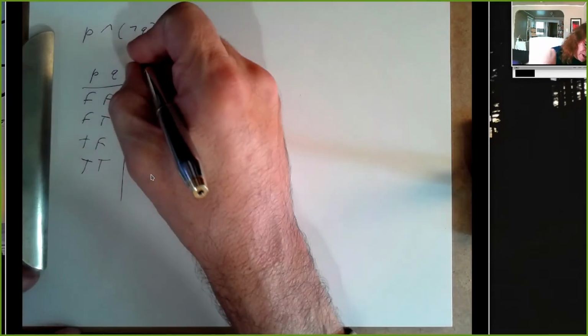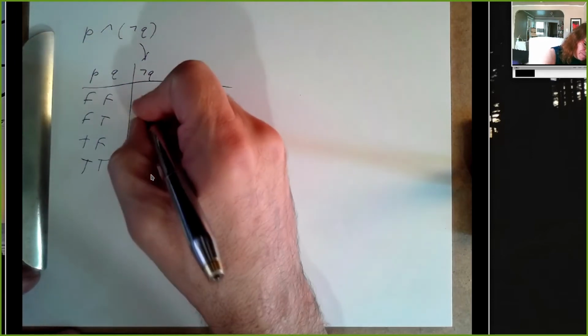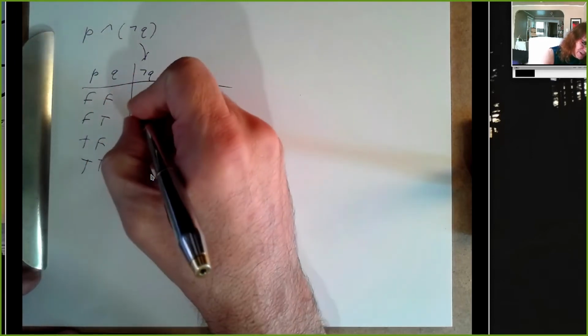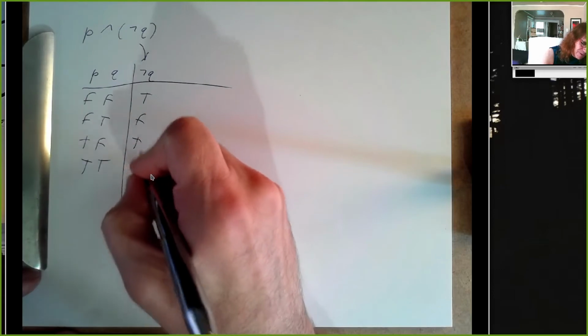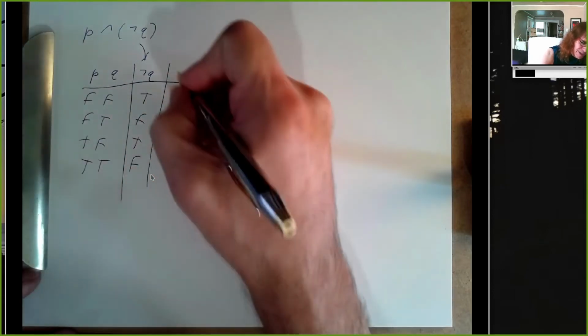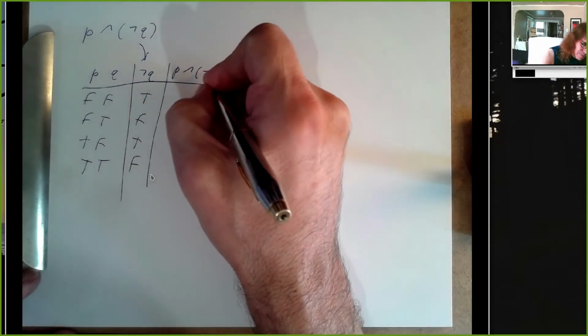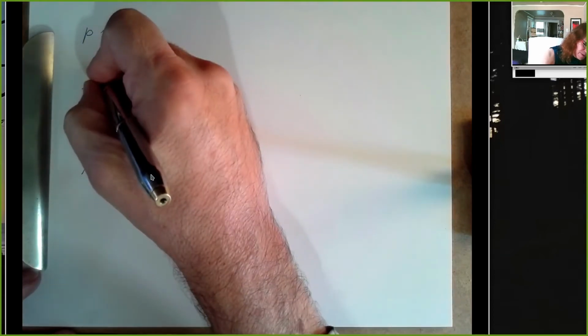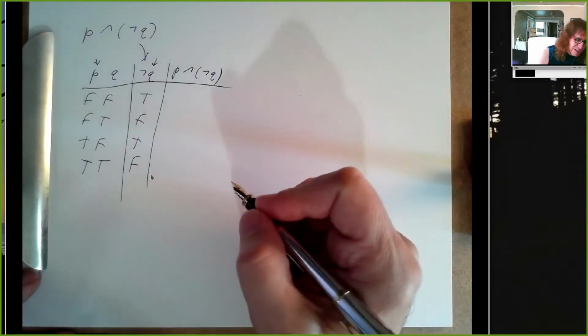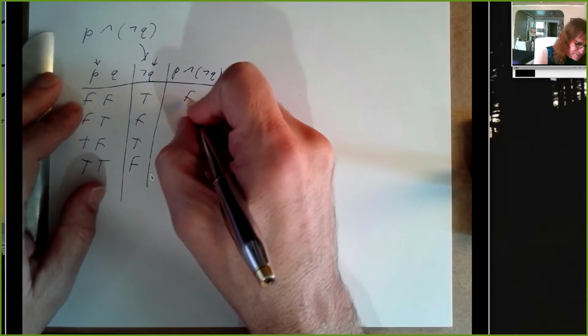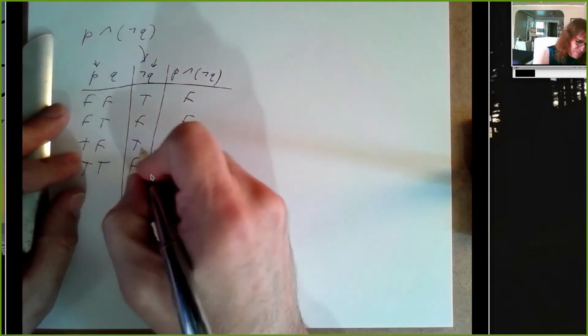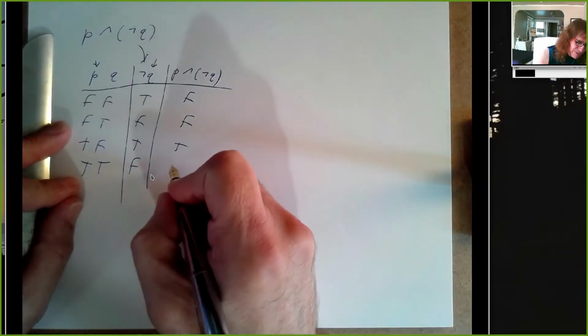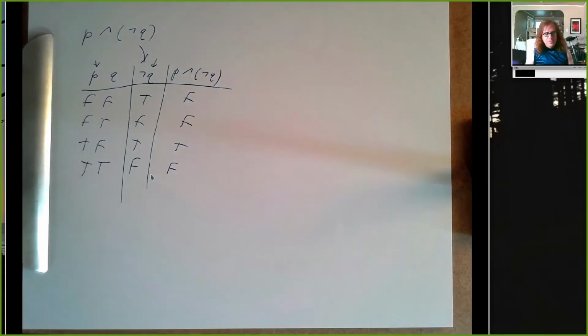So let's write a column for not Q. So we'll just negate this second column: true, false, true, false. And then let's write the conjunction. So we want this column ANDed with that column. So false and true is false, false and false is false. True and true is true, true and false is false. And so you do this for all the cases, all the parts of the problem.